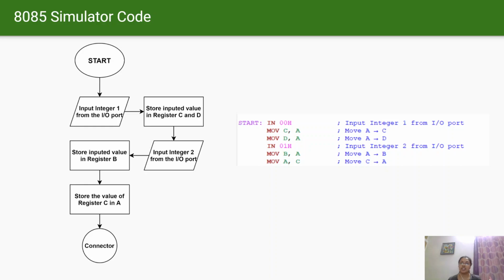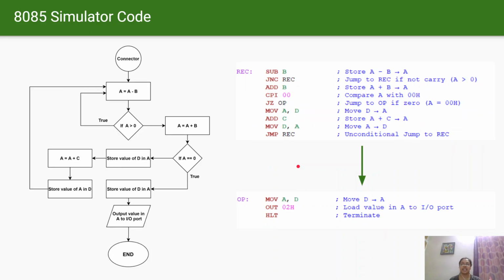Now we'll discuss the GNU simulator code. This is basically the input-output branch, and first we'll input the first integer from the IO port. Then we'll move the values to C and D, because as discussed, we want to retain the values for some time because we'll be using them again later on. Then we're inputting the second value and storing it in the respective registers again. Then we have the main LCM branch.